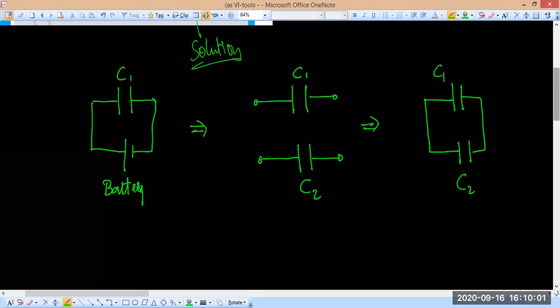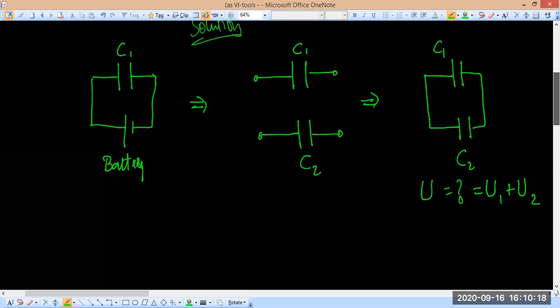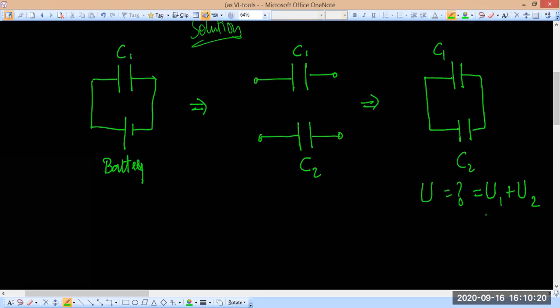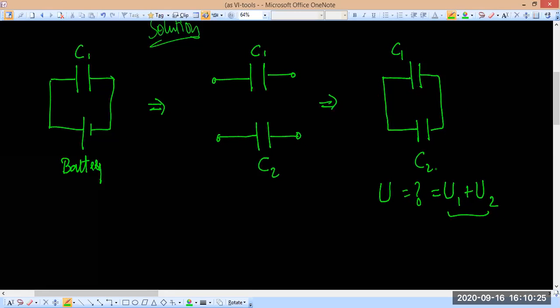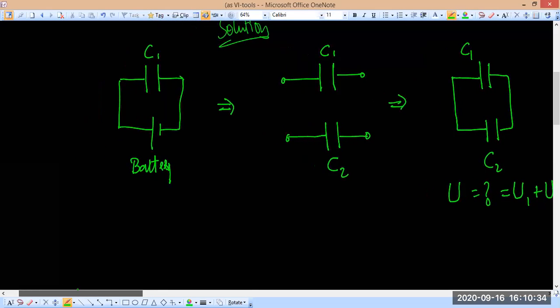Now the question is, what is the final energy of this system? Of course, you can always write this as U1 plus U2, that is, energy stored in capacitor 1 plus capacitor 2. So whatever that is, we'll find it and we'll get our answer. But for finding U1 and U2, you need to know what's the charge stored, or what's the potential difference, right? So we'll try to find the charge stored and all that. Let's begin.